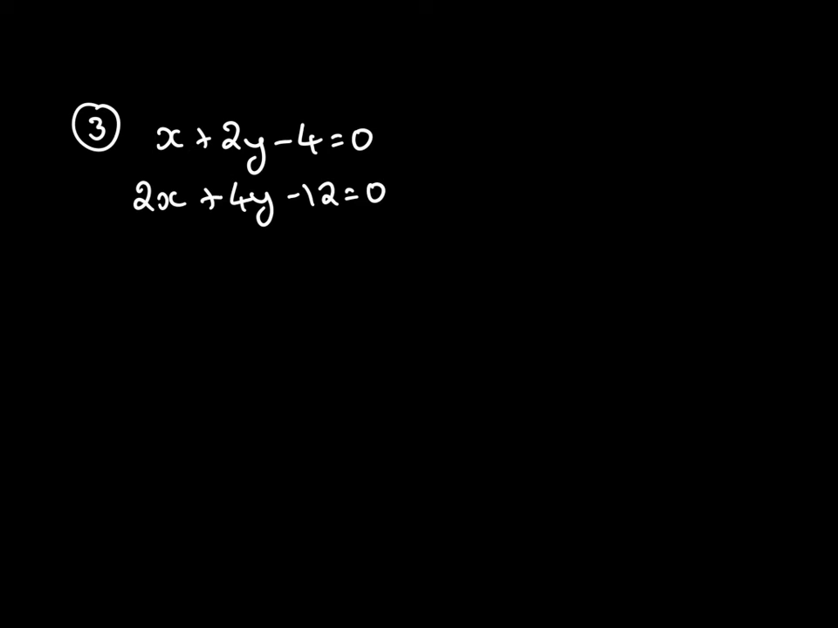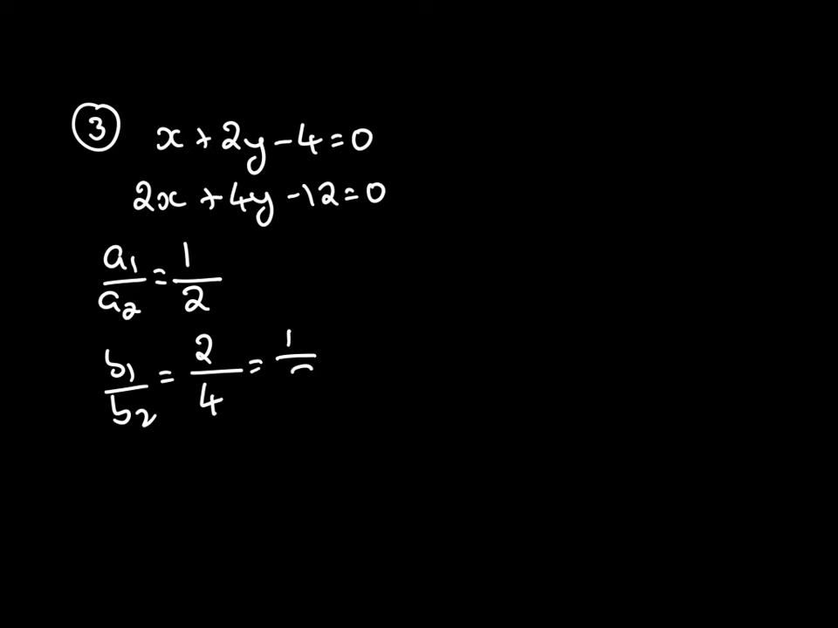Okay, let's look at this. x plus 2y minus 4 equal to 0. 2x plus 4y minus 12 equal to 0. How many solutions will this pair of linear equations have? So let's figure out what's a1 over a2. a1 is 1, a2 is 2. What's b1 over b2? b1 is 2, b2 is 4. If we simplify this, it's 1 over 2. What's c1 over c2? c1 is negative 4, c2 is negative 12. Simplify, it's going to be 1 over 3.